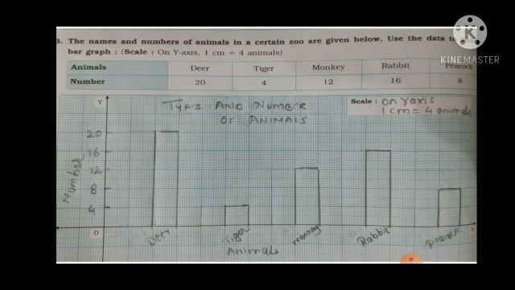See, I have drawn a bar graph here, and I have taken a distance of 2 squares between each bar. You can take a distance of 1 centimeter also. Scale I have taken is given in the question only. I have written on right hand side corner 1 centimeter is equal to 4 animals.